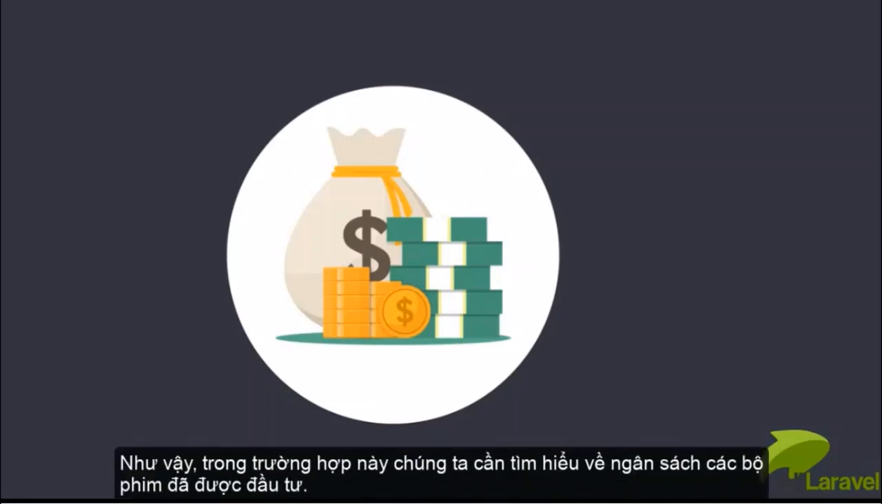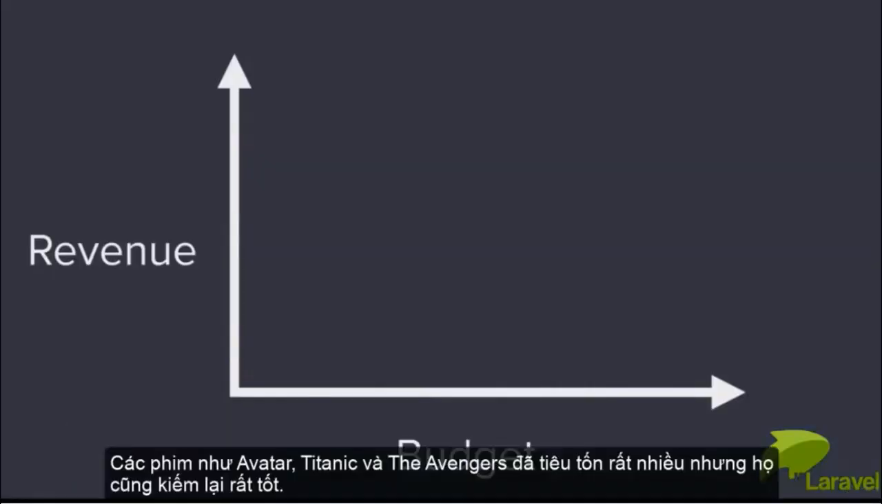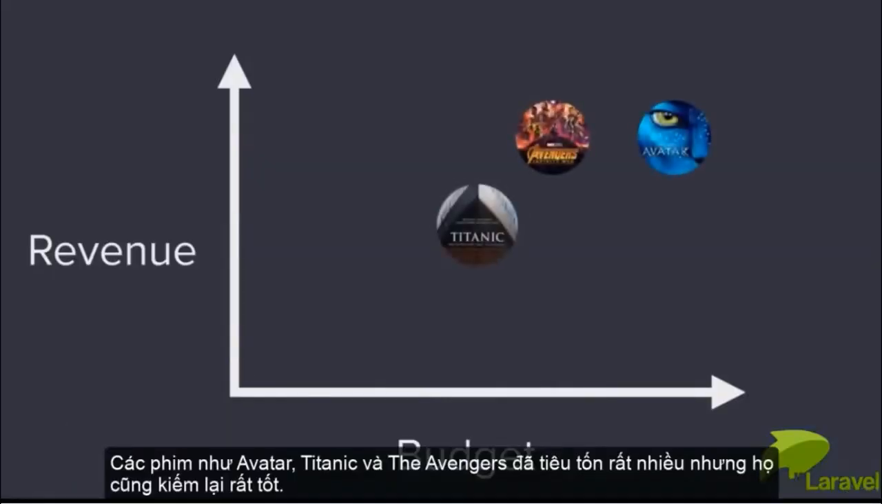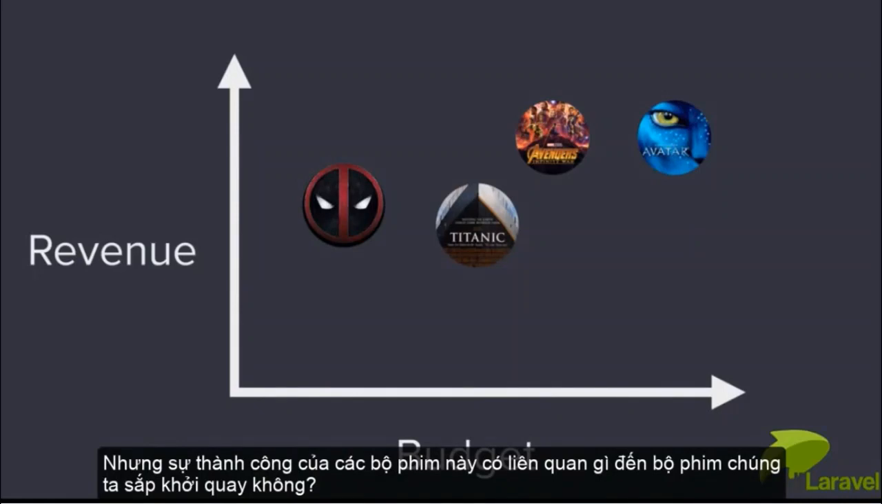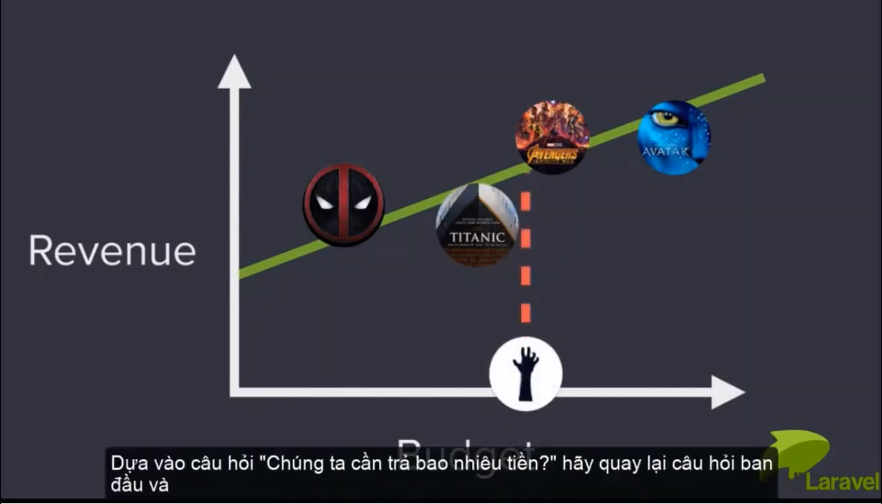So if that's the case, then we have a hypothesis. The movie budget could indeed be the thing to investigate. After all, there are many famous examples of big budget films that did exceptionally well at the box office. Movies like Avatar, Titanic, and The Avengers cost an absolute fortune, but they were enormously successful. But can the success of these movies tell us something about the success of our movie? If we knew how much movies like Avatar, The Avengers spent and how much they made, can we predict how much we'll make based on how much we're spending?